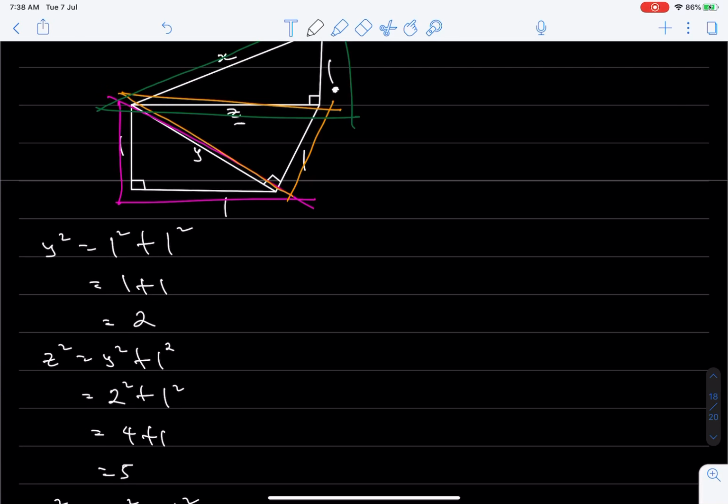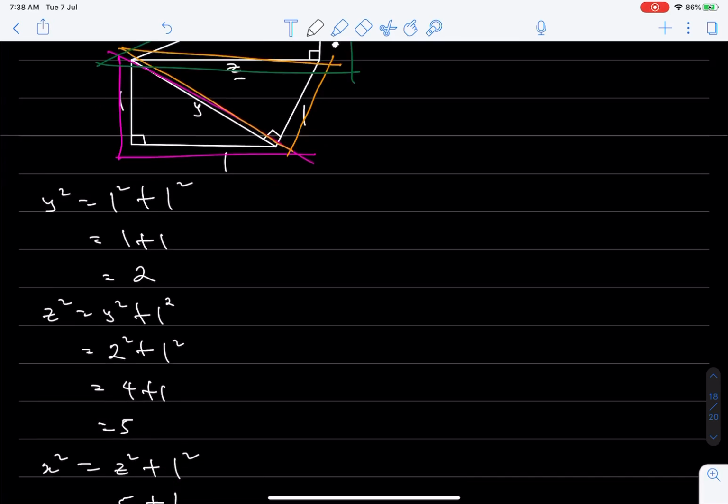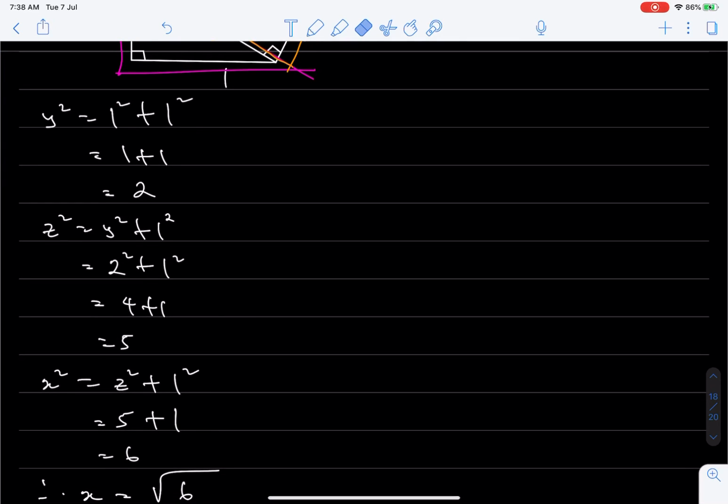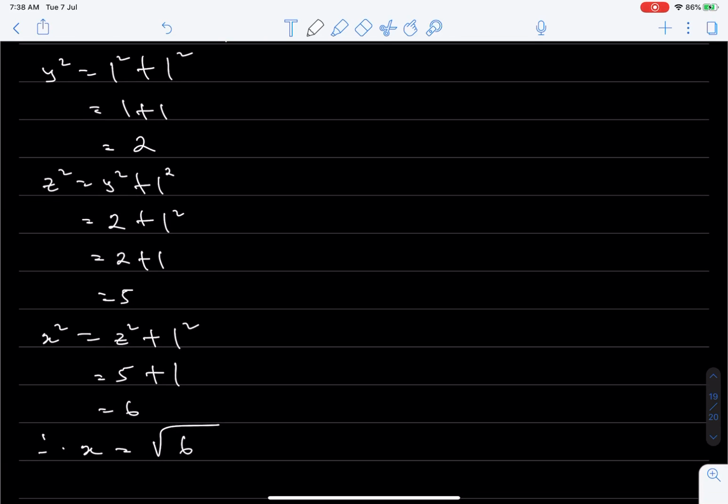Yeah, that's correct, which is, oh, sorry about that. Y squared is 2, so that's supposed to be 2 plus 1, and not 2 squared. So that's 3. That means z squared is 3.